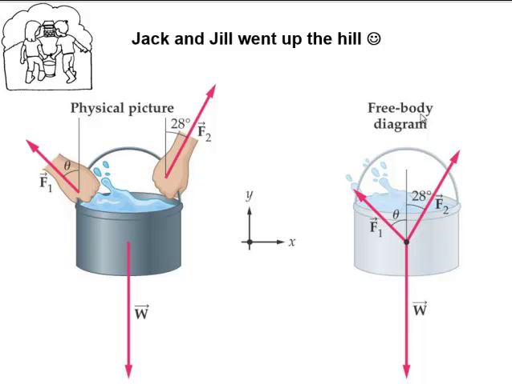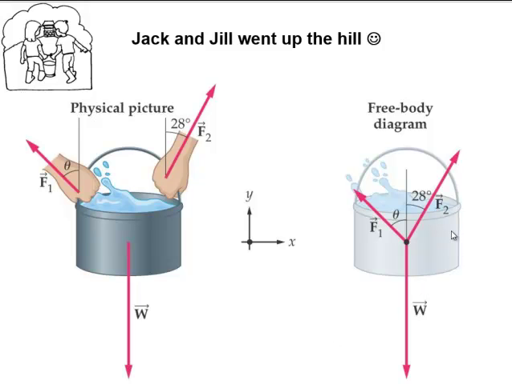So we've got Jack and Jill going up the hill now. This is where I can really emphasise the importance of recognising where your Y and X axis are going to be located. In the physical picture, we have a force due to Jack and a force due to Jill going off at different angles, and then we have the weight going down again.